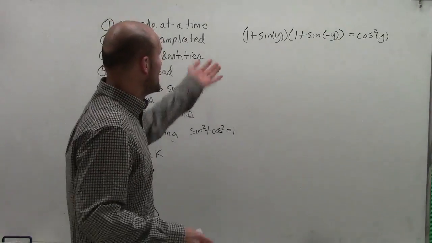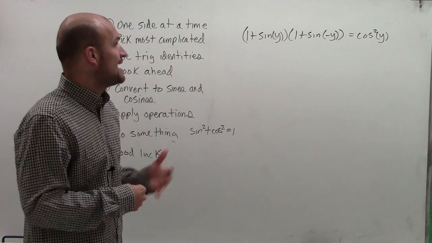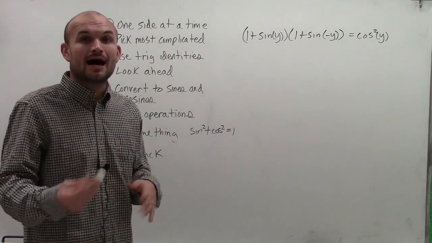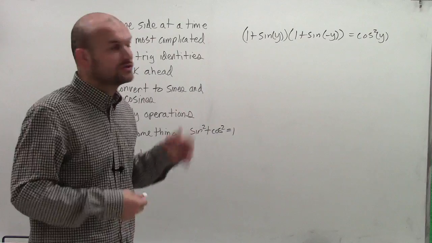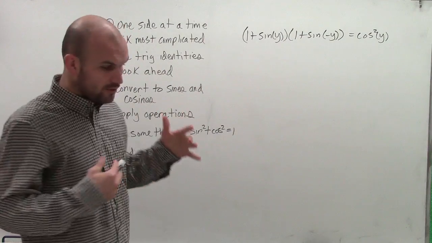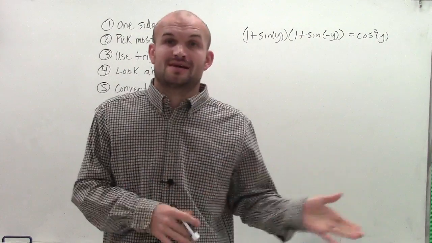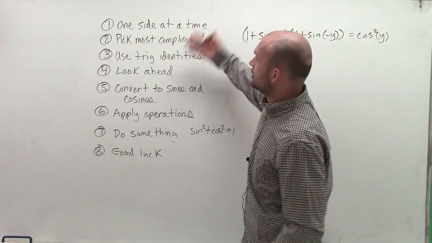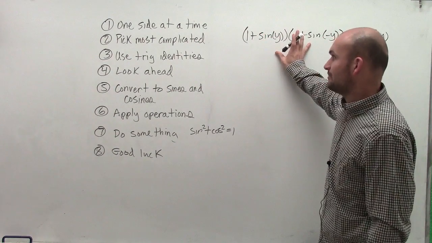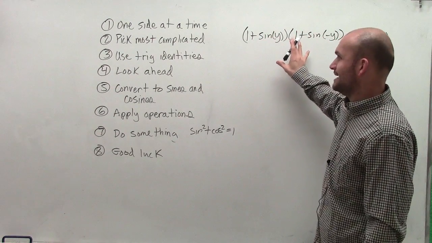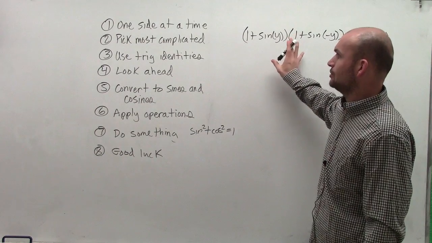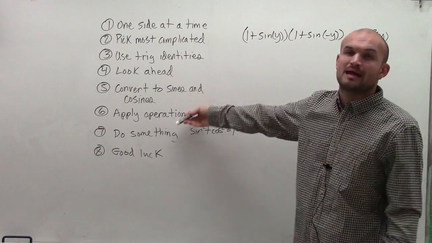Welcome. So what I have is (1 + sin y)(1 + sin(-y)) = cos²y. So we're going to want to verify, make sure the left side is equal to the right side. So we look at our sides and we can say, all right, well, here's my most complicated side. Right now, my identities I'm not going to look at, but I want to make sure I apply my operations.